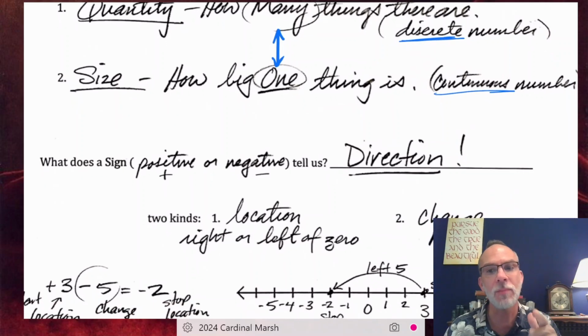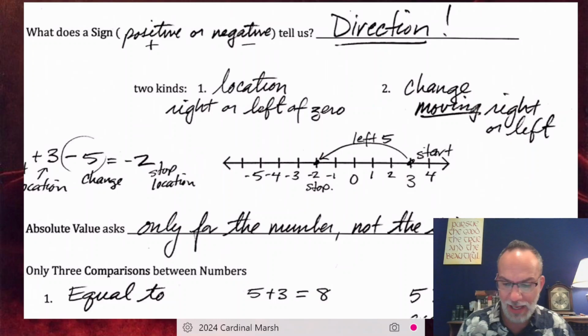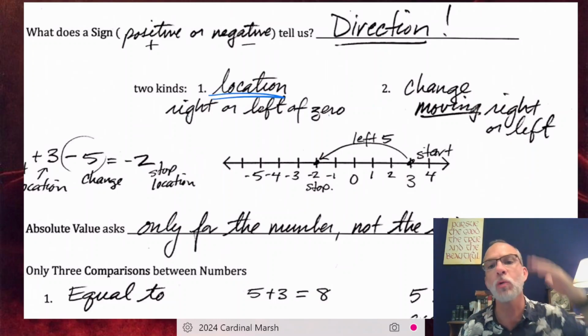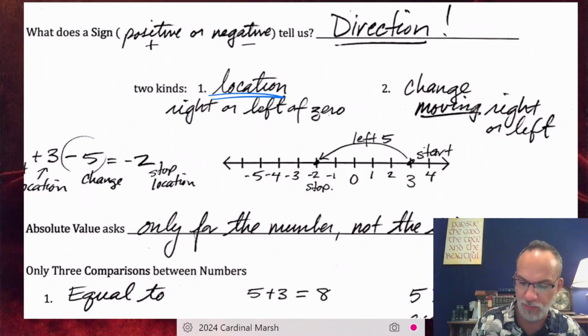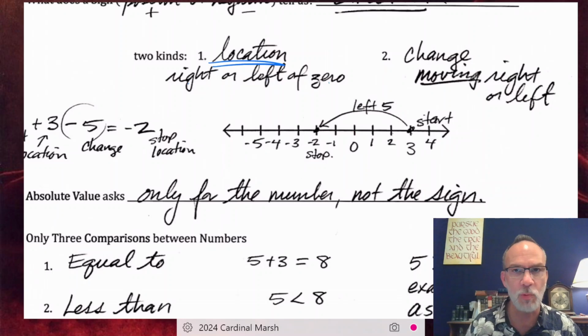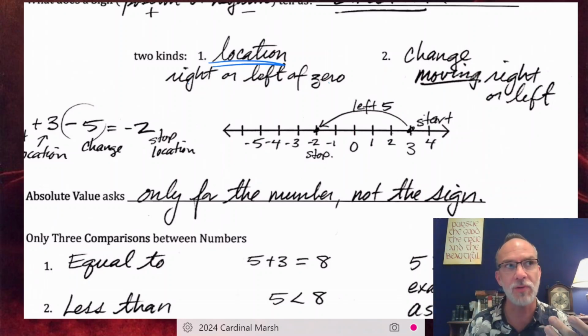It's different from number. Okay, now there's two kinds of direction. There's direction of location, which means you're right or left of 0 usually, or you're above or below something. Okay, so like on a number line, we've got your 0 is the point at which you decide what sign things are. 0 has no sign. It's the reference point that determines sign of other things.